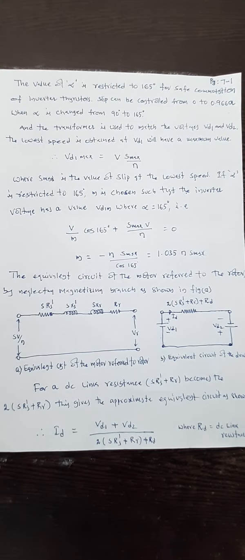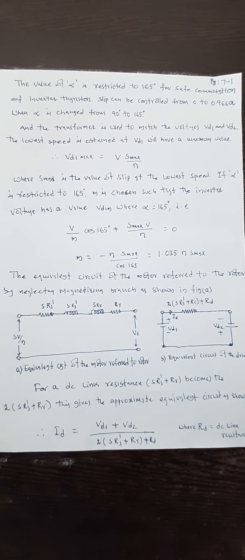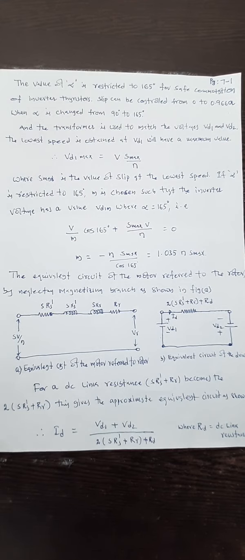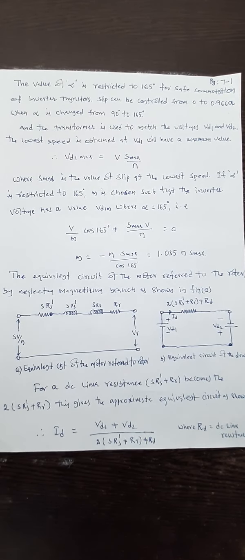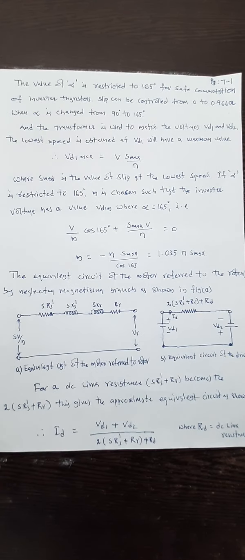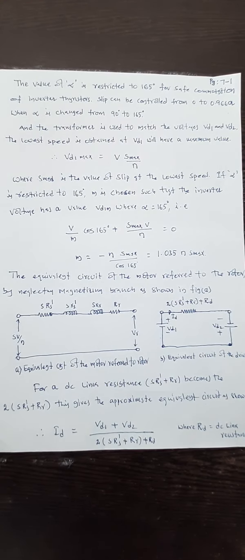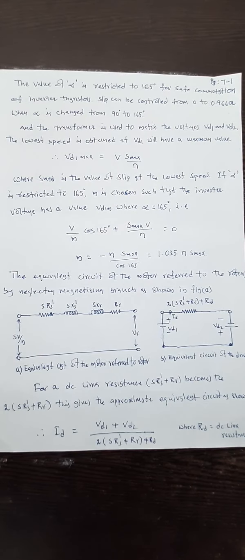Therefore, slip can be controlled from 0 to 0.966 a, as alpha is changed from 90 degrees to 165 degrees. The transformer is used to match the voltages Ed1 and Ed2. Ed1 is the output of the diode bridge, and Ed2 is the inverter-related parameter. The transformer always matches Ed1, and ideally speaking, Ed1 and Ed2 are both equal with opposite direction. The lowest speed is obtained when Ed1 has its maximum value.